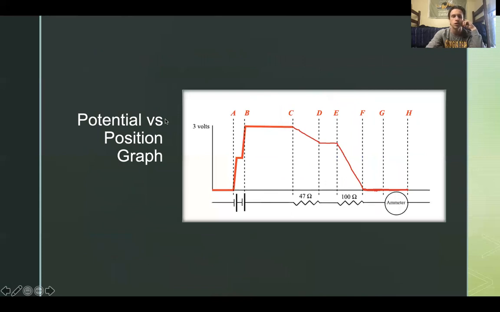This is our potential versus position graph. It gives us the potential at each location on the circuit, in which you can also look at potential difference.